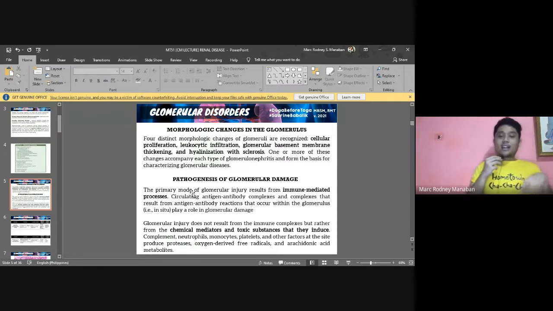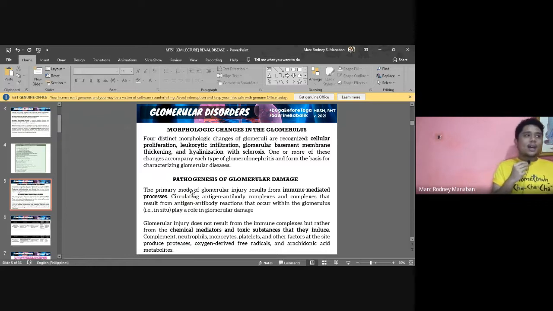It also happens if there's deposition, again, of immune complexes, circulating immune complexes, proteins, if in very high concentration, which can lead, again, to inflammation. And lastly, hyalinization with sclerosis.